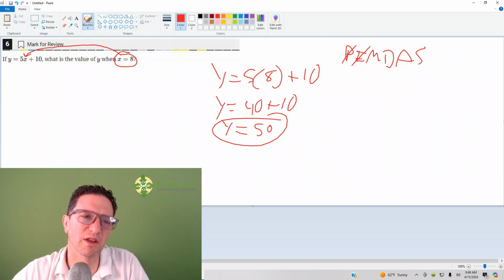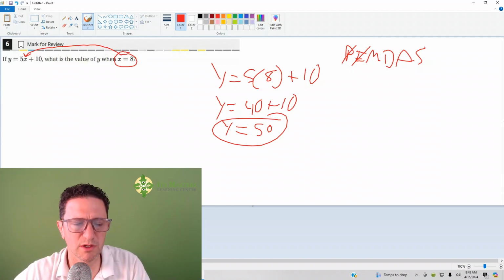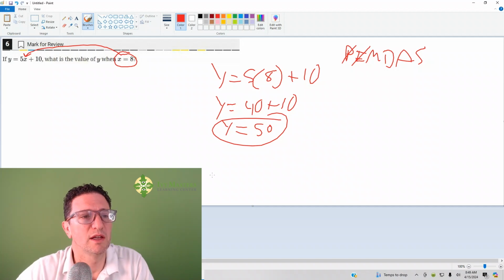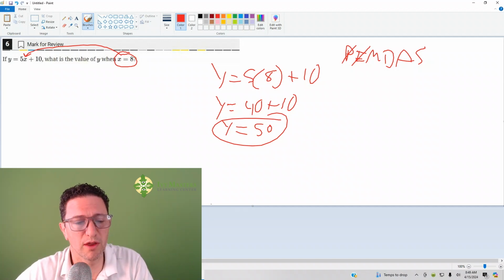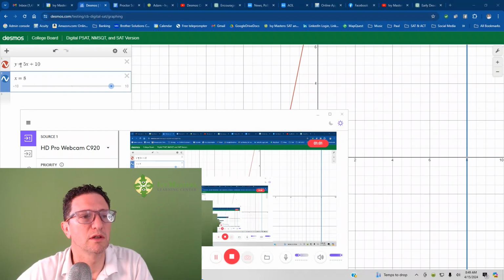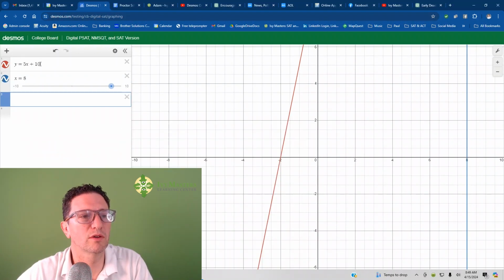Let's say you really don't trust your algebra skills substituting and solving this, your computation, whatever it may be. You could literally just plug this into Desmos. Any system of equations you can plug into Desmos, and the intersection point is your answer. It's asking you for the value of y, so the y part of the intersection point is going to be your answer.